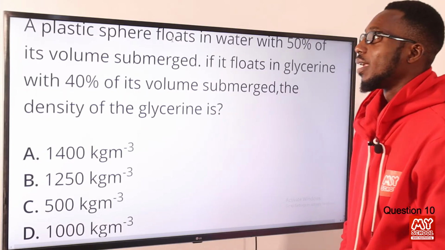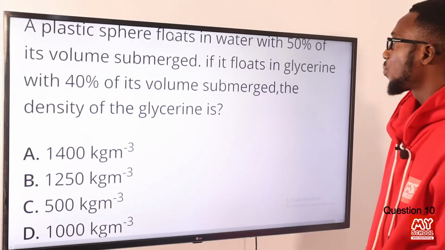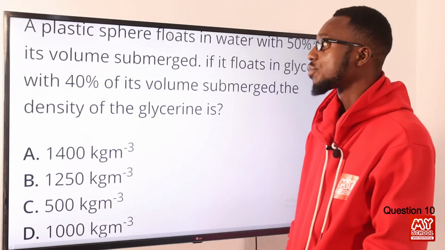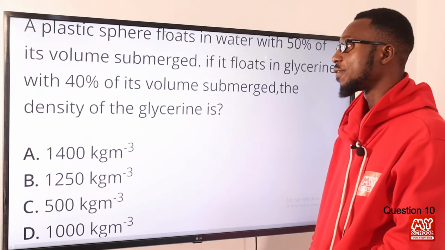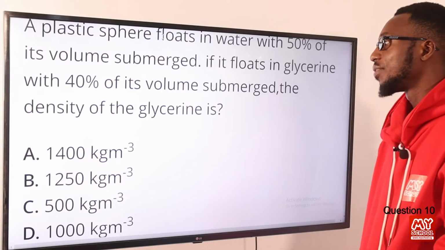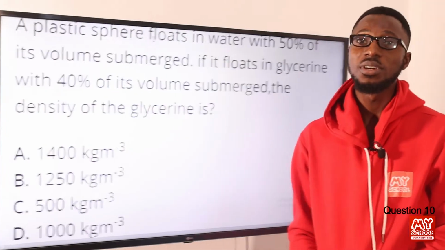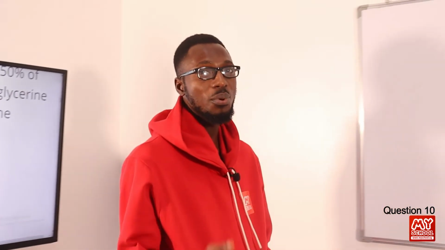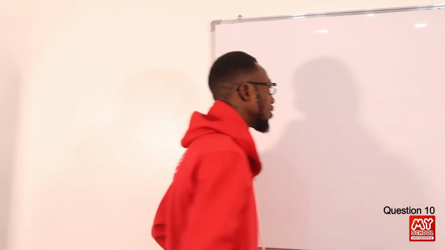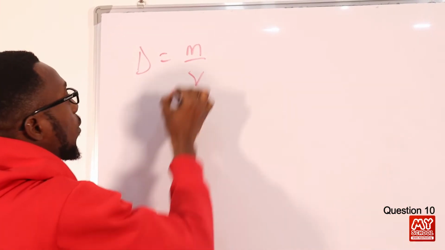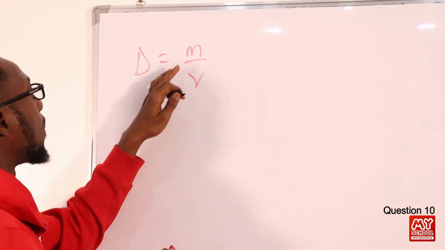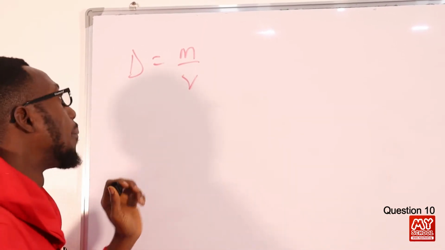10. A plastic sphere floats in water with 50% of its volume submerged. So if it floats in glycerin with 40% of its volume submerged, the density of the glycerin is what? Okay, so I'm just going to use very simple steps. Okay, so density, we have mass over volume, right? So let's determine the mass of what we are talking about right here.